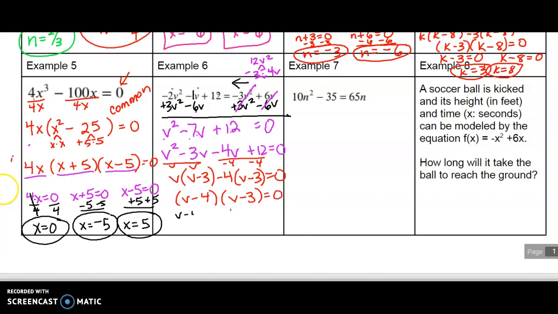So then I take each factor and set it equal to 0. And now we want to solve. So if I add 4, and if we add 3, and so look, we're getting 2 answers.